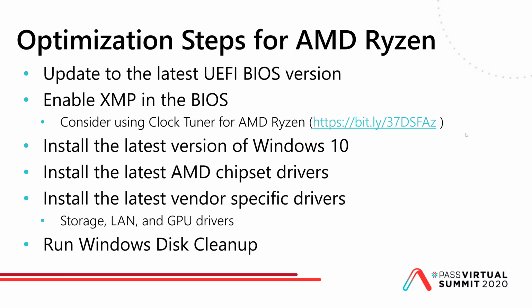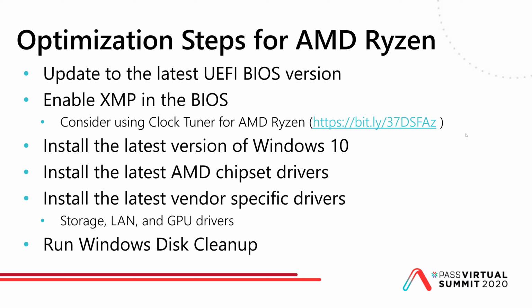But if you really want to squeeze even more performance out of your system, there's a new free program out there called Clock Tuner for AMD Ryzen that you can follow this link and download. And if you're willing to spend a little bit of time playing with that program and letting it do its magic, you can usually get more performance than just running it stock, and you can even get lower power usage.